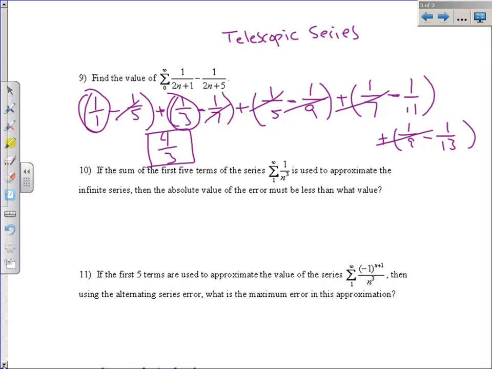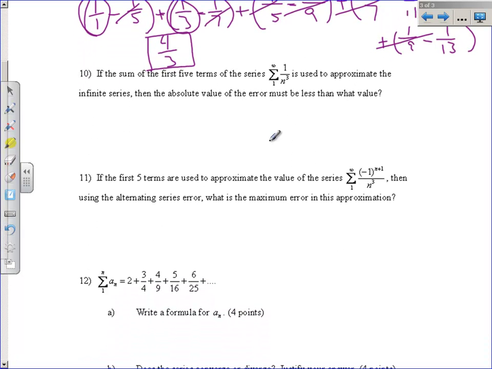All right, on the next question, I've got, if the sum of the first 5 terms of this series is used to approximate the infinite series, then the absolute value of the error must be less than what value? So I don't have an alternating series, so the only other error statement we've had is the integral test error. That error says if you're going to stop at the first finite terms of the series, then your error is less than the integral from where you stopped all the way out to infinity of 1 over, we'll change this to x cubed dx. And so that's what I will be looking for.